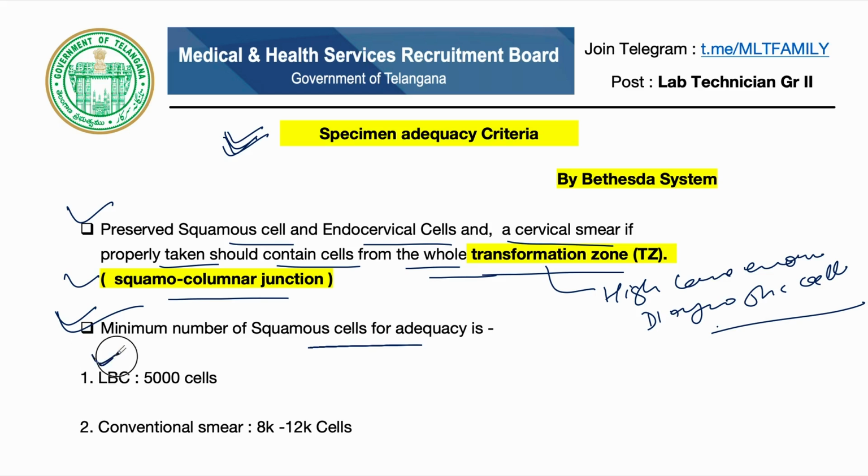Okay, and a minimum of squamous cells will be adequate. In case of LBC, 50,000 cells should be seen on LBC smears, ThinPrep or SurePath. In a conventional Pap smear there should be 8k to 12k cells. So we must say the sample is adequate if you are meeting this criteria. This is given by the Bethesda system of reporting.